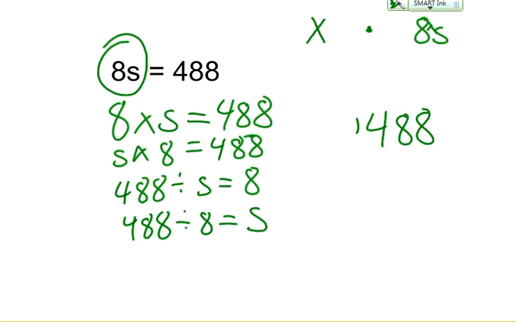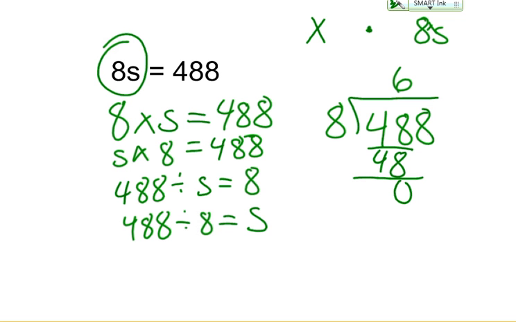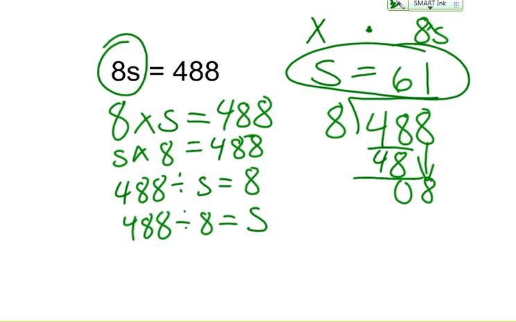Rewrite it this way, because I think this is a little bit easier way to solve a division problem. 8 goes into 4 zero times. 8 goes into 48 then six times. 6 times 8 is 48, so that becomes a 0. Then we bring down the 8, and 8 goes into 8 one time. So in the end, we would find out that s equals 16.